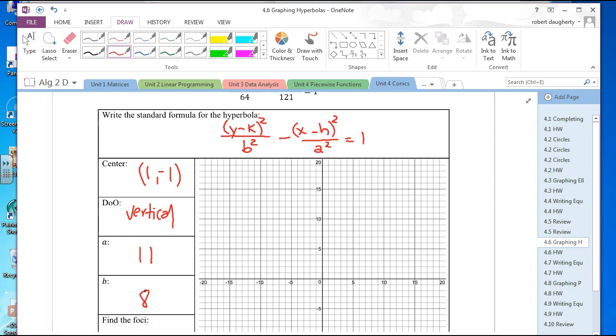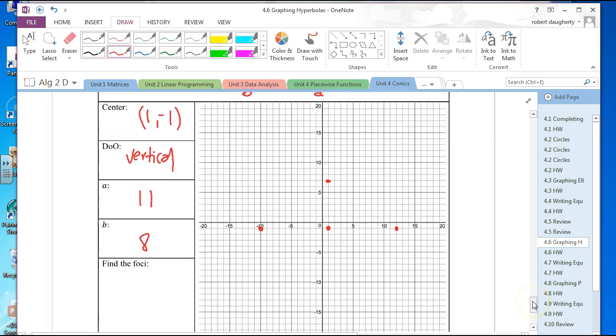You've got 1, negative 1. That's my center. If A is 11, that means I go left and right 11. If I'm at 1, when I go right 11, where do I end up? I end up at 12. If I go to the left 11, I end up at negative 10. Up and down, I need to go up 8. So that's going to take me to 7. And if I go down 8, that's negative 9. What do I do next? I connect the dots, okay? So I just draw a box that connects all of those points.